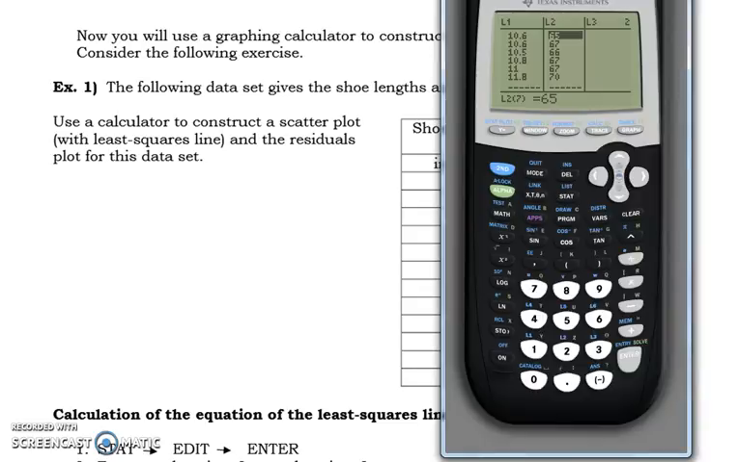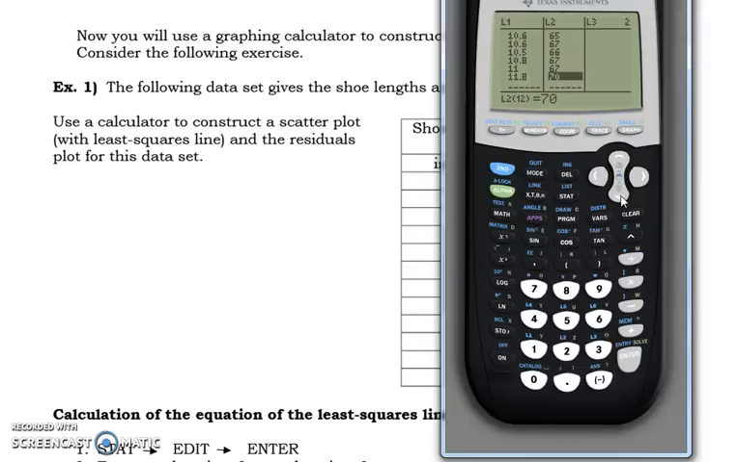Okay, at this point I have my data in L1 and L2. I have shoe length in L1 and height in L2. Now remember, if you get a dim mismatch error, it means that the two lists are not lining up. They don't have the same amount of data values. Also, you want to make sure you double check that all your data values are correct, because just a small mistake in the data values is going to make a big mistake in the linear regression.